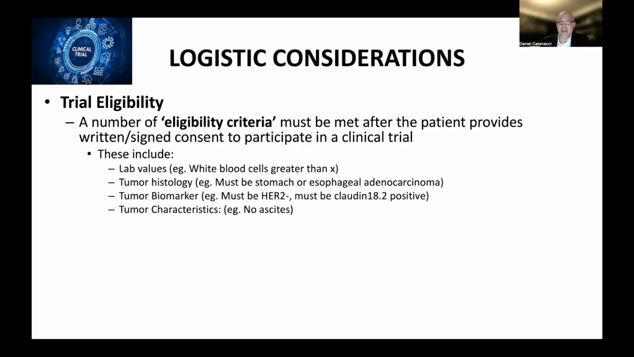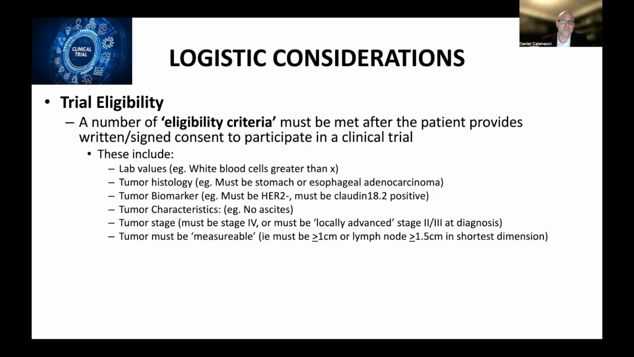Tumor histology has to be a stomach cancer or an esophageal cancer that's adenocarcinoma. Biomarker, it has to be HER2 negative to be eligible, or HER2 negative and claudin positive for, say, the zolbetuximab study. Sometimes patients that have peritoneal ascites aren't eligible for studies, for example. The stage, of course, has to be a certain stage. Usually it's metastatic stage 4 or locally advanced, stage 2 or 3, to be eligible.